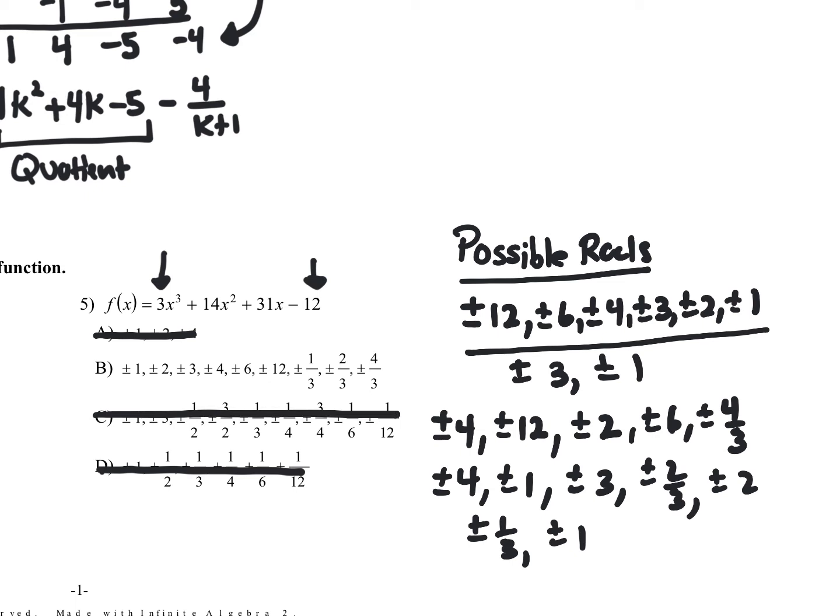So the only answer we have is going to be B. So it's plus or minus 1. And if I wanted to check, I can just highlight. We have 1, we have 2, we have 3, we have 4, we have 6, we have 12. We have 1/3, 2/3, and 4/3. And the others repeat. Okay.